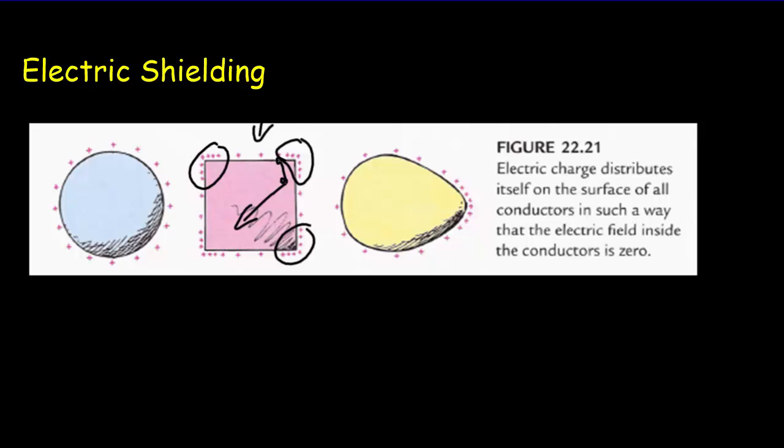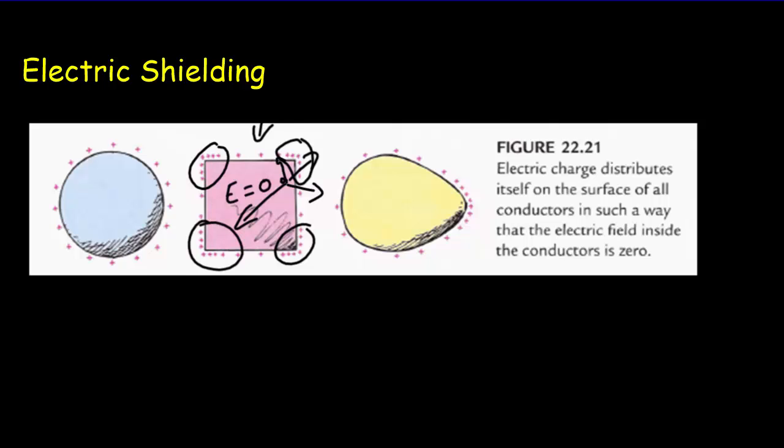And some here that are pushing back in about that direction. And then there's some back here that are pushing back in that direction. And if I add up those four forces, those four electric fields, I get zero. I get zero force, zero electric field acting on all the electrons, all the free electrons inside. And so we still have zero electric field in here.